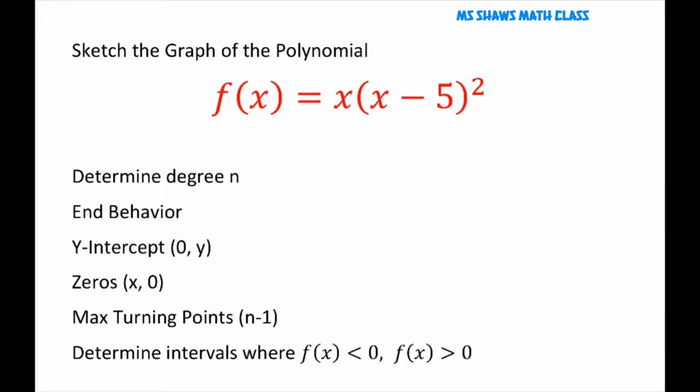Everyone, we're going to sketch a graph of this polynomial. The first thing we're going to do, since this f of x is not in standard form, is just to add our multiplicities here. 1 plus 2 is 3, so our degree is 3.